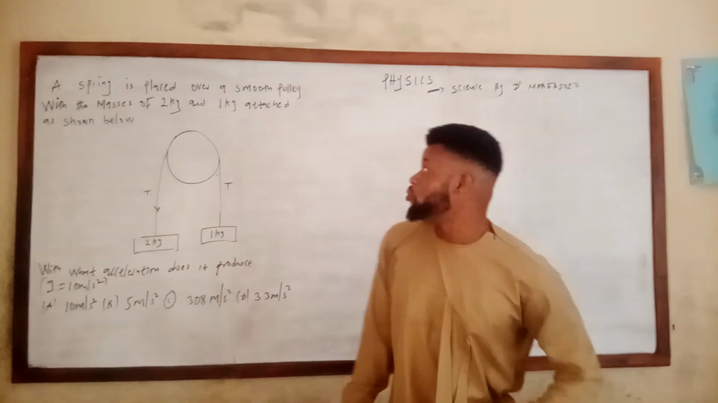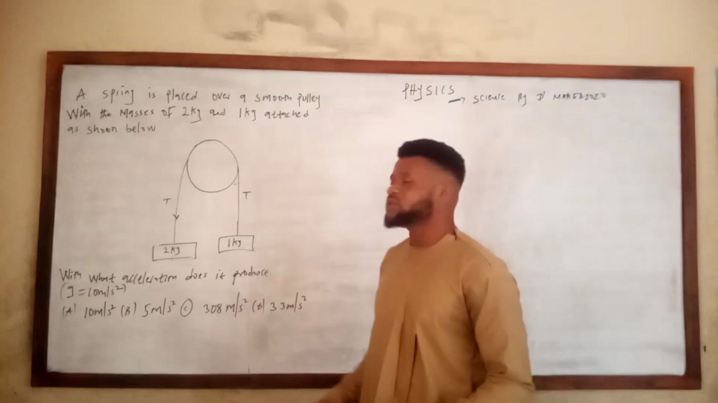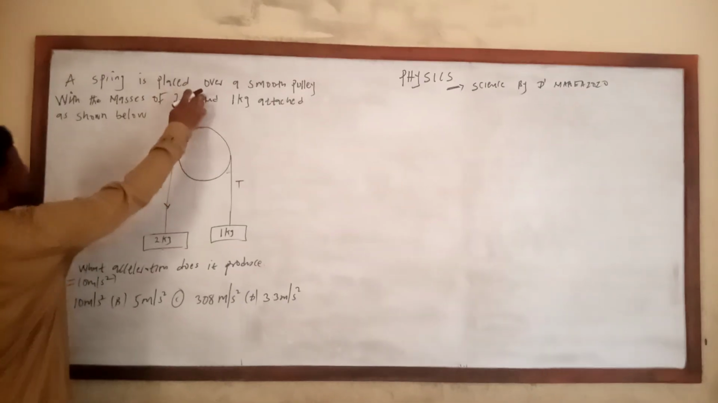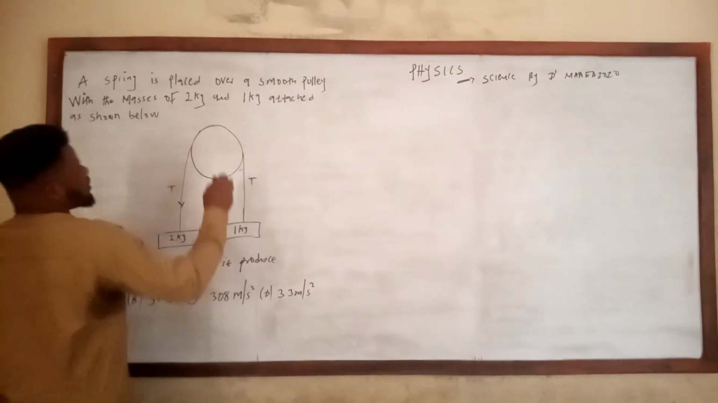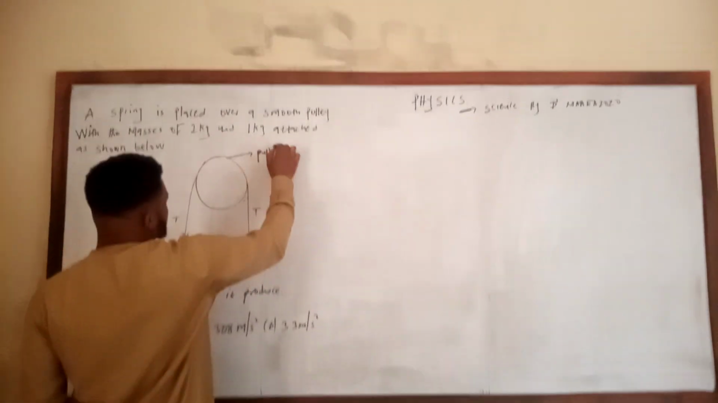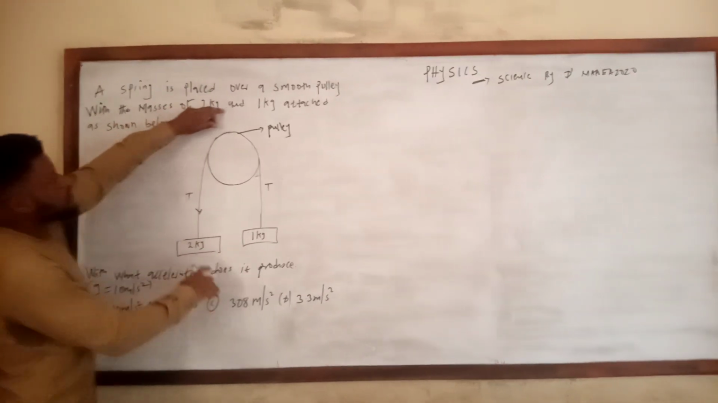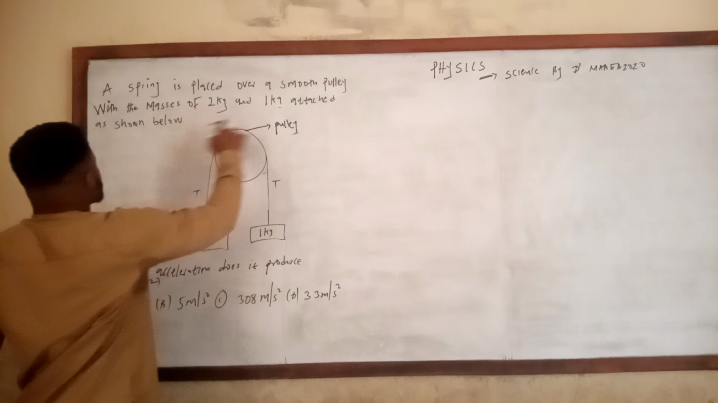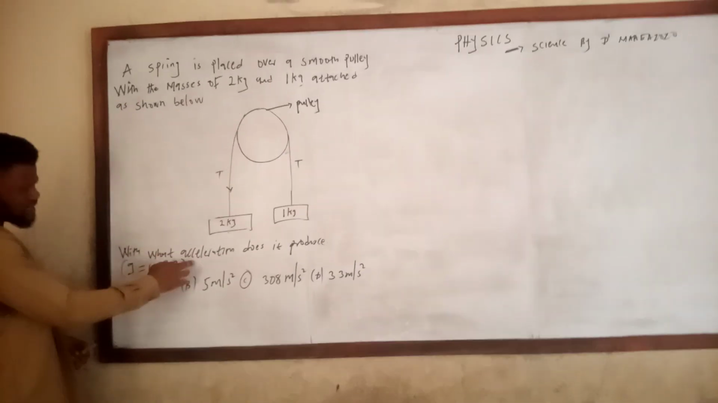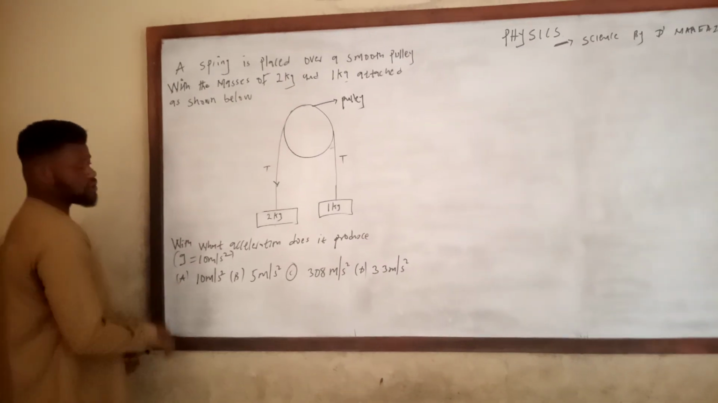Today we'll be looking at some physics past questions from JAMB. The question says: a string is placed above a smooth pulley. This device is called a pulley, with masses of 2 kg and 1 kg attached as shown below. JAMB asks, with what acceleration does it move? And they gave us a series of options, A through D.